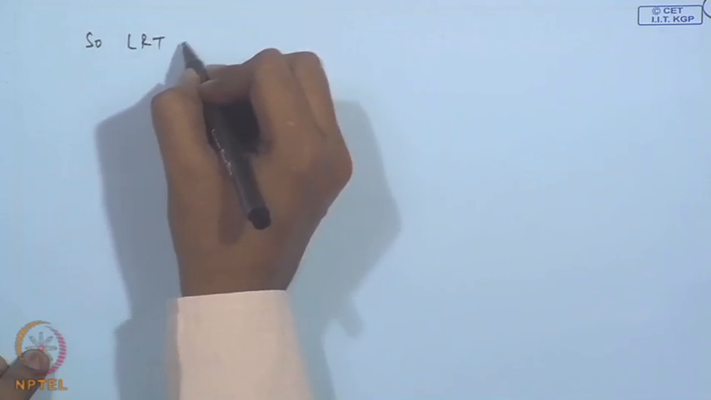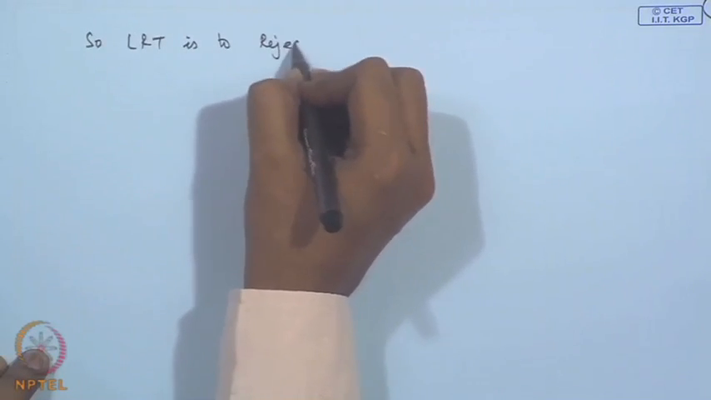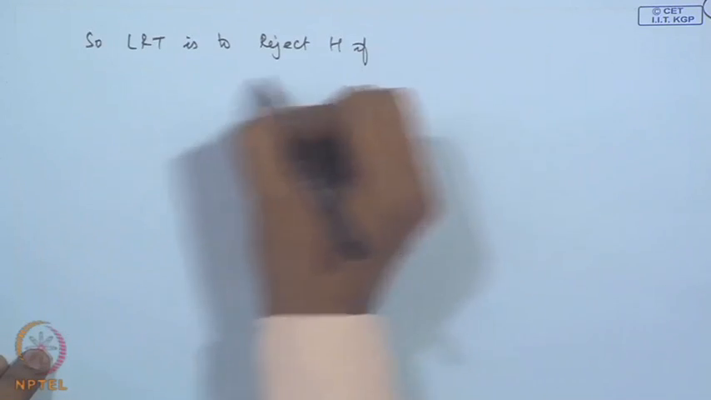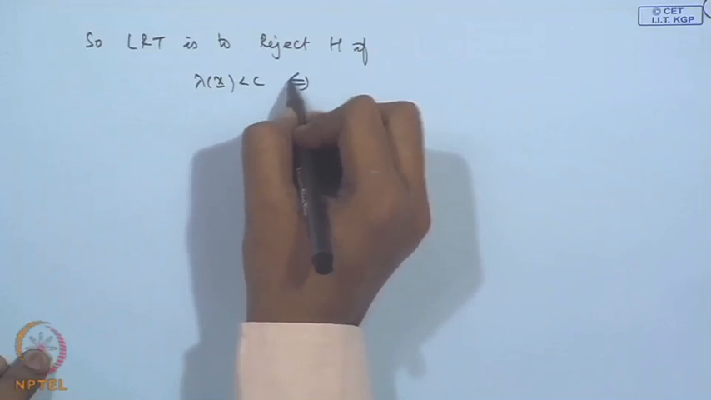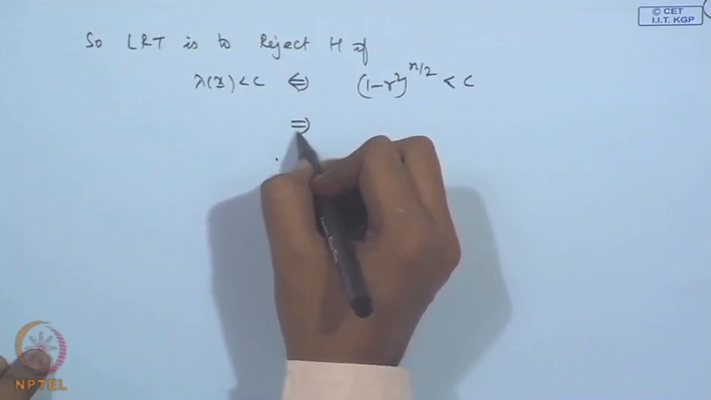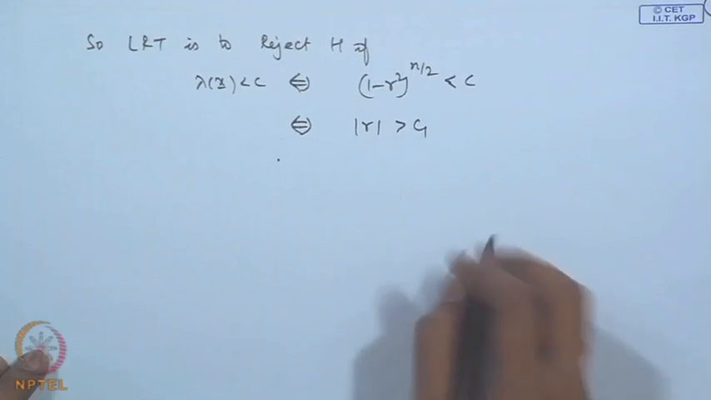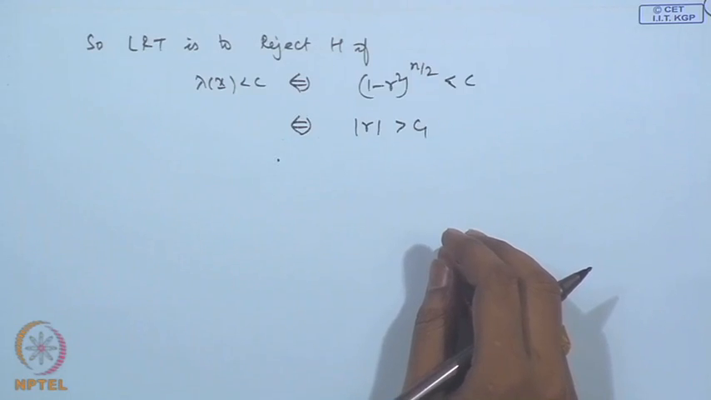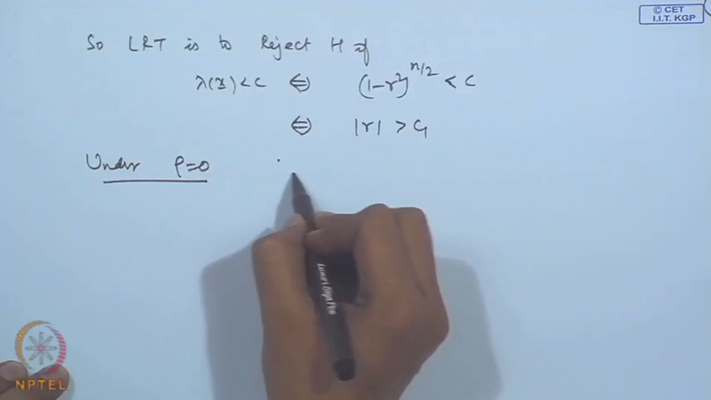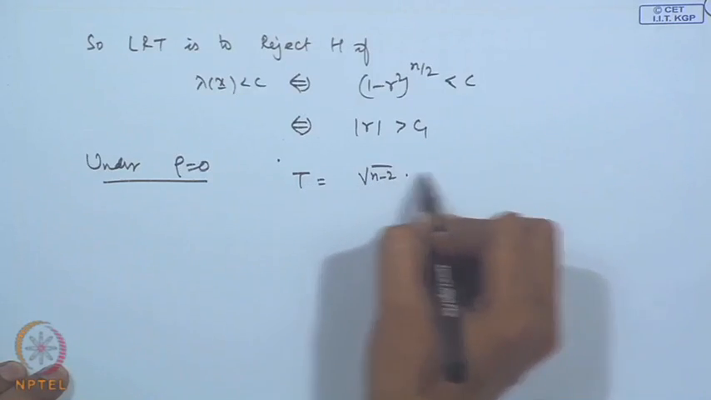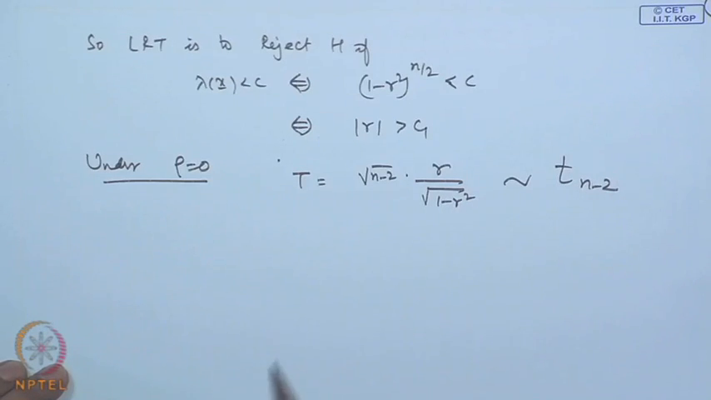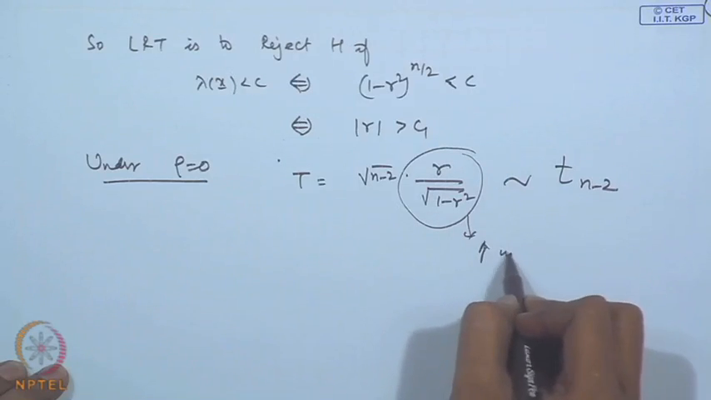So, the test is simply reducing to: the likelihood ratio test is to reject h if lambda x is less than c, which is equivalent to saying (1 minus r square) to the power n by 2 is less than c, which is also equivalent to saying modulus r is greater than c 1. Now, under rho is equal to 0, that is under h, the distribution of t, that is root n minus 2 r by root 1 minus r square, is t on n minus 2 degrees of freedom, and this term is increasing in r.